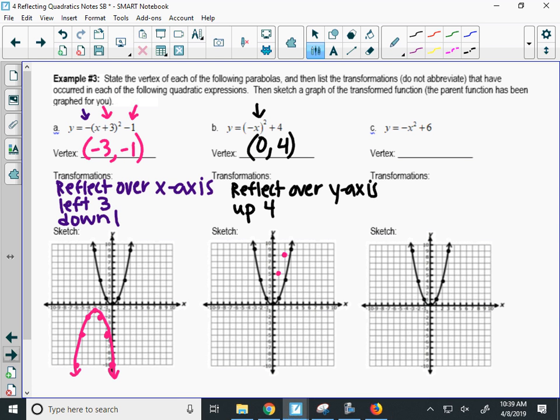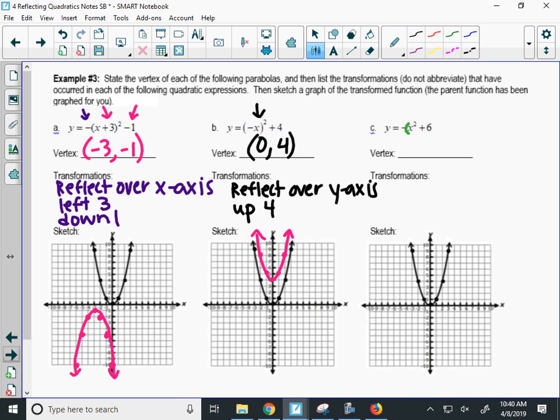And there. So this pink parabola is the graph. It was reflected over the y and moved up 4. All right, last one. Negative x squared plus 6.